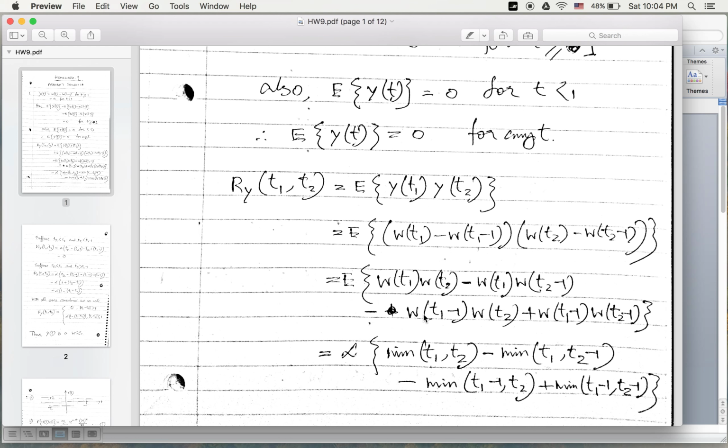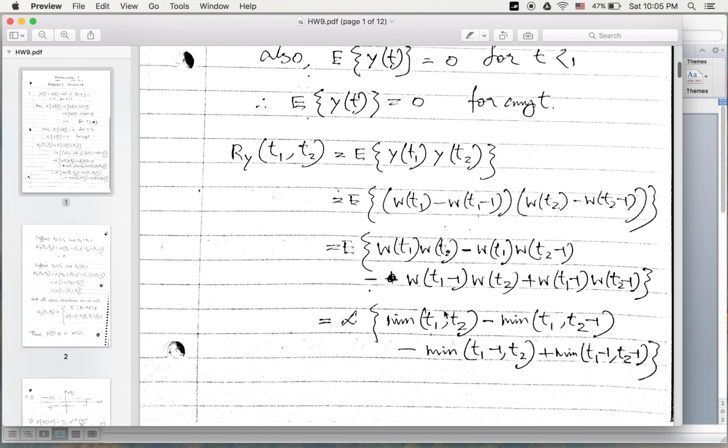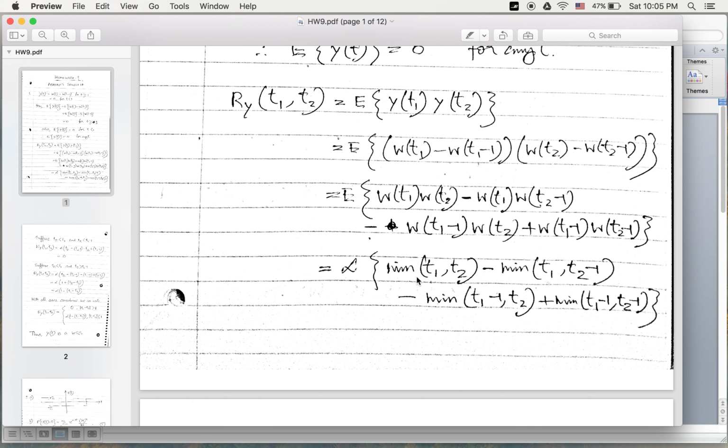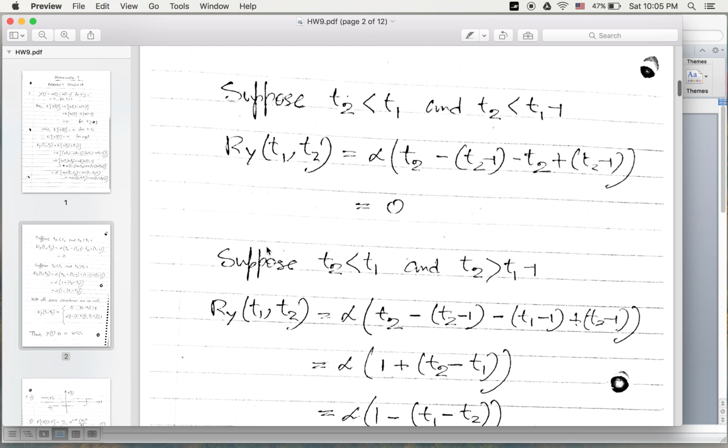So now we are about to find the autocorrelation of Y. So R_Y of t1 comma t2 can be written as the expectation of Y(t1) into Y(t2). So we put the values of Y(t1), that is W(t1) minus W(t1 minus 1), and W(t2) minus W(t2 minus 1), and we multiply them together distributively, and we get that this simplifies to alpha into minimum of t1 comma t2 minus minimum of t1 comma t2 minus 1, minus minimum of t1 minus 1 comma t2, plus minimum of t1 minus 1 comma t2 minus 1.